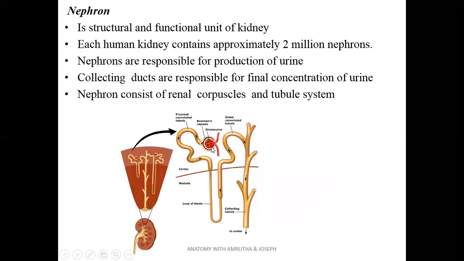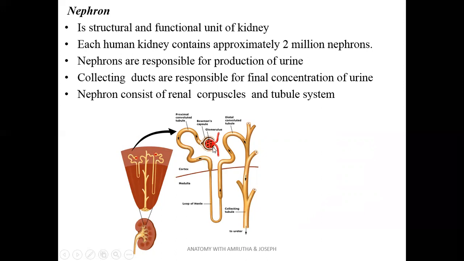Nephron is structural and functional unit of the kidney. So I was explaining about that. Each human kidney consists of around 2 million nephrons, which are responsible for production of urine. Now, collecting ducts are responsible for the final concentration of the urine.